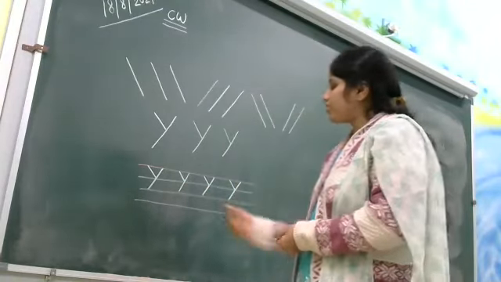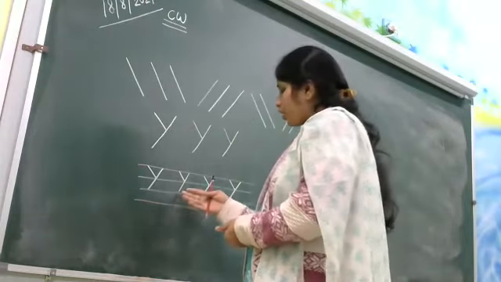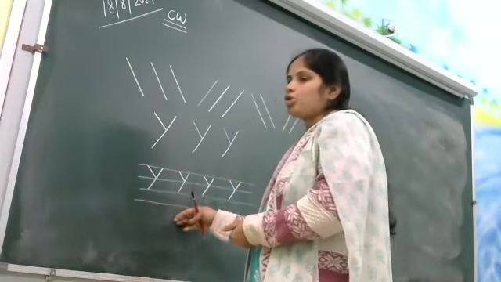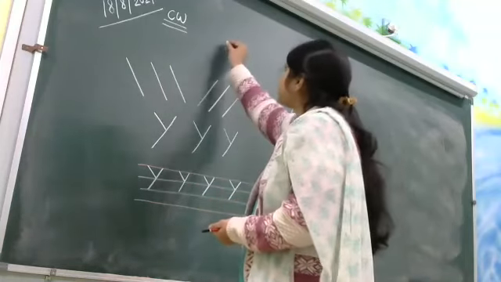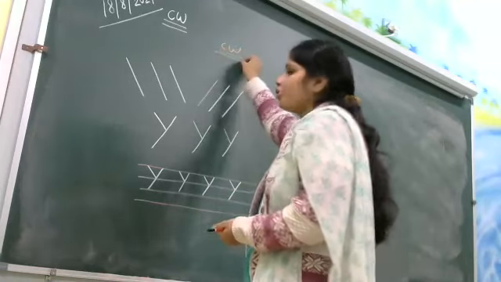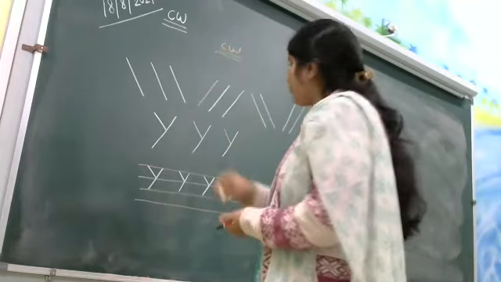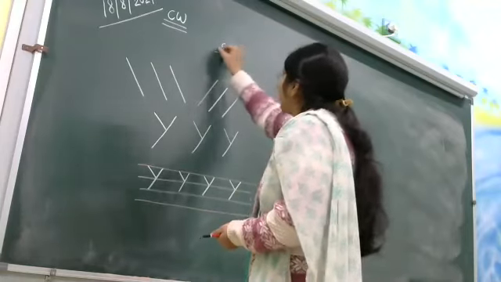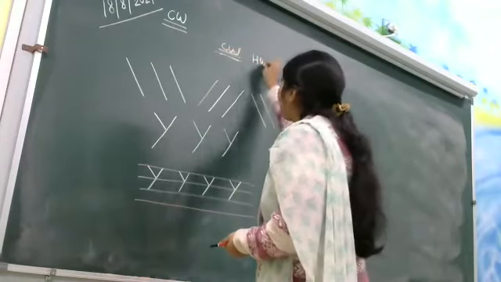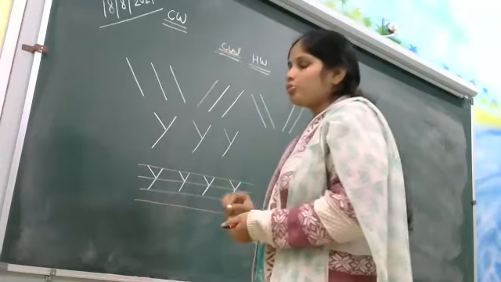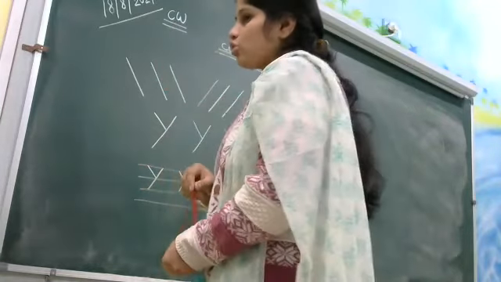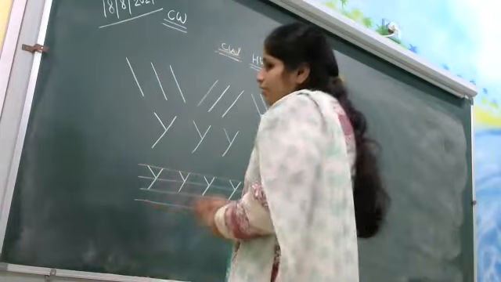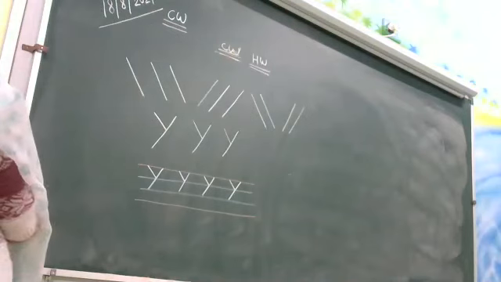So children, after writing in your handwriting textbook, you have to write as a classwork in your notebook. As a classwork, one page in your notebook and as a homework, one page in your notebook. Don't forget to write today's date in your notebook also. Okay, children.